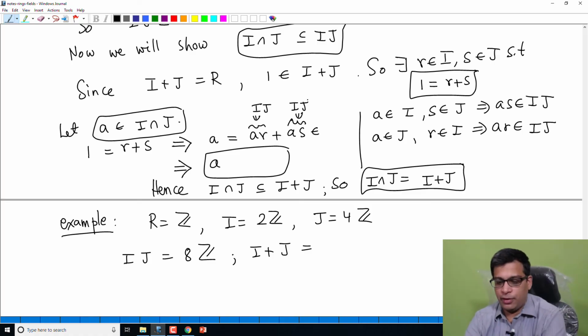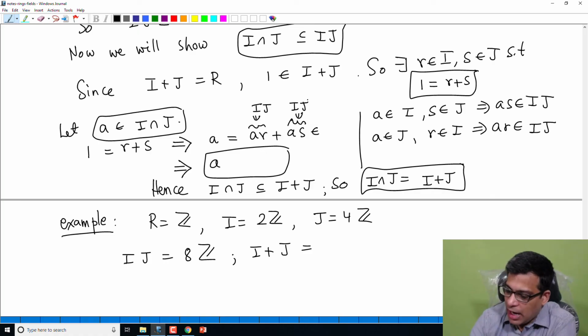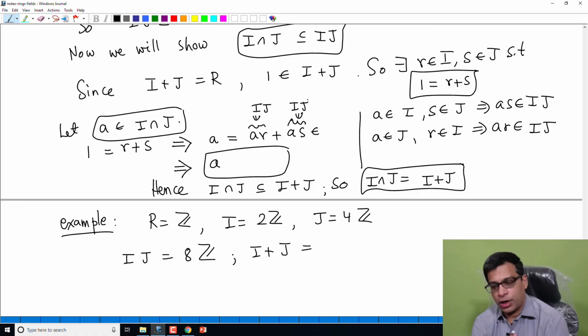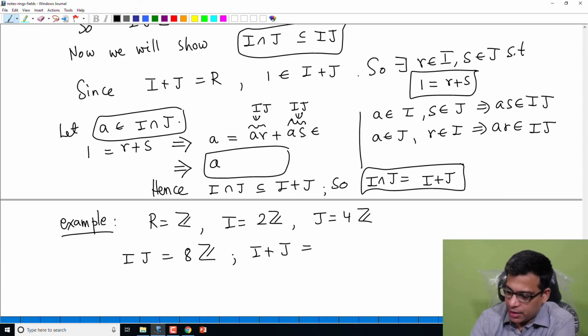Remember, I have never used that A is actually in both I and J. That is crucial here. So A is contained in I, A is contained in J, whereas R is contained in I. So AR is contained in IJ. It is a product of something in I, something in J. Similarly, AS is also a product of something in I, something in J. So AS is contained in IJ. So A is equal to AR plus AS. It is something in IJ plus something in IJ. That means A is in IJ.